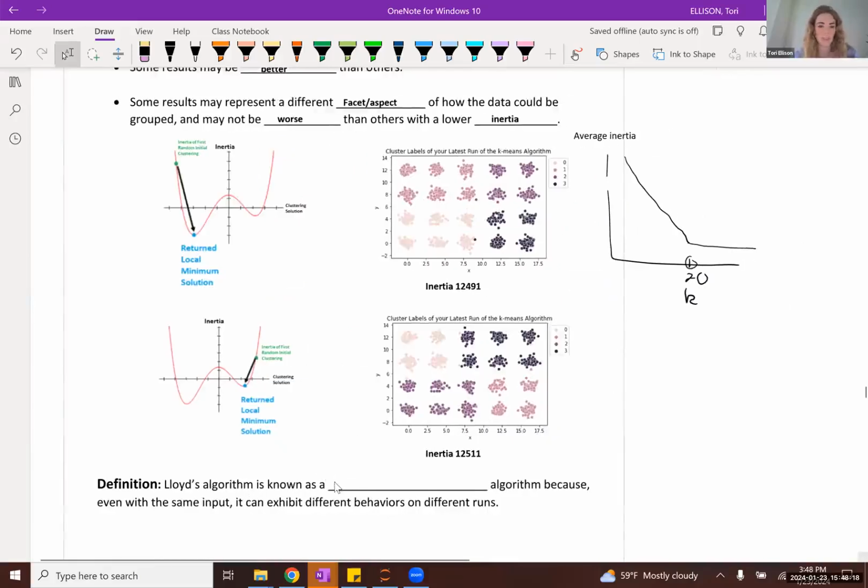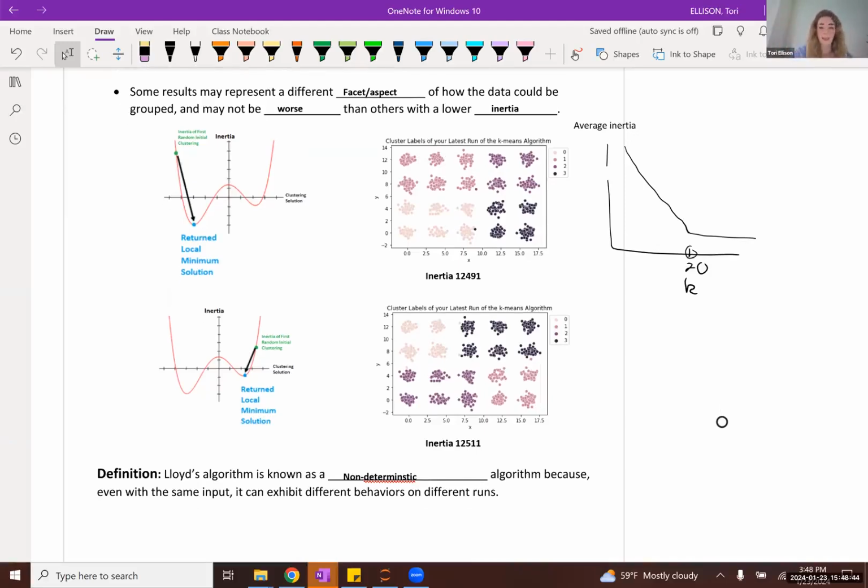Because of that, Lloyd's algorithm, or more colloquially the k-means clustering algorithm, is what we call a non-deterministic algorithm. What this means is that a non-deterministic algorithm is one in which, even with the same input and the same parameters, you can get different results based on different runs of the algorithm. All right, questions on that?